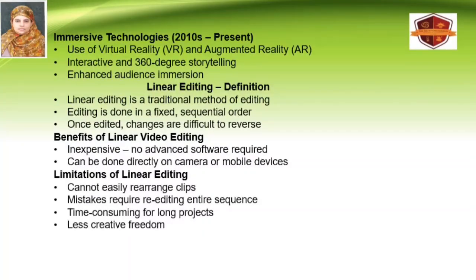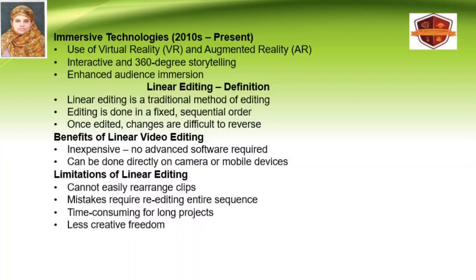Next is immersive technology. From about 2000 to 2010, immersive technologies were implemented in filmmaking. For example, AR and VR, that is augmented reality and virtual reality. These implemented interactive, 360-degree capturing of video. 360-degree videos let the audience interact with the angles and enhance audience immersion. It was implemented after 2010.